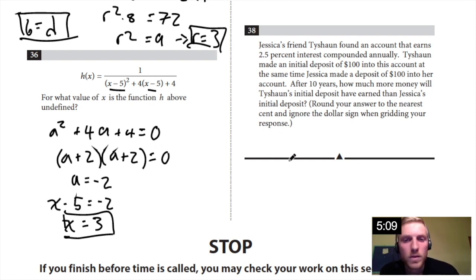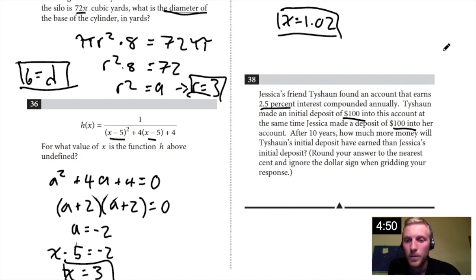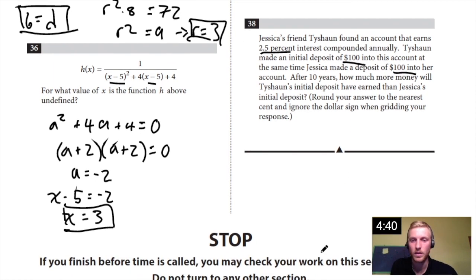Okay, and last question, we have 5 minutes, so we're doing okay. Jessica's friend Tyshawn found an account that earns 2.5% annual interest compounded annually. Tyshawn made an initial investment of 100 at the same time that Jessica made a $100 deposit into her account. Jessica was 2%. After 10 years, how much more money will Tyshawn's initial deposit have earned than Jessica's initial deposit?